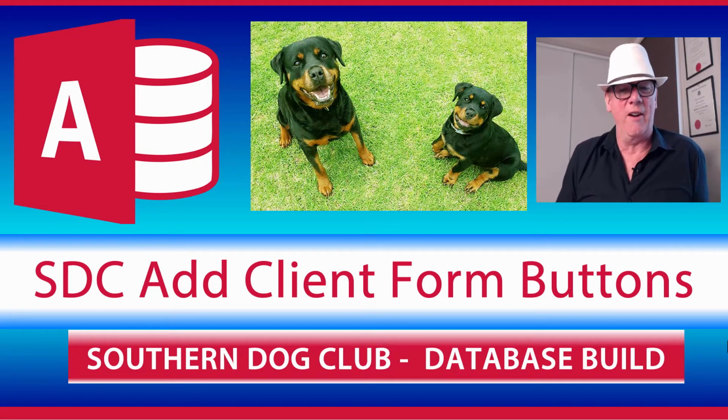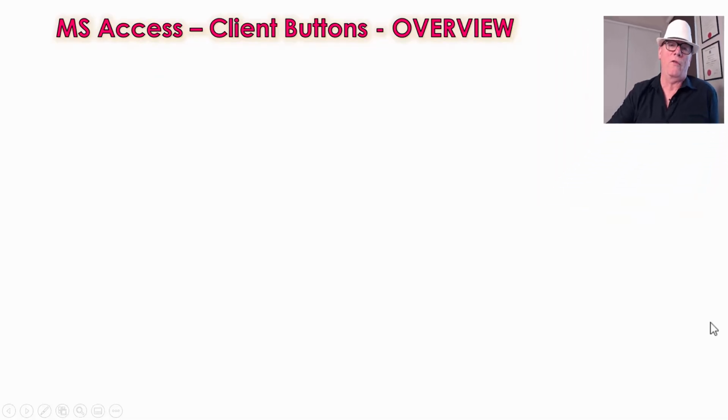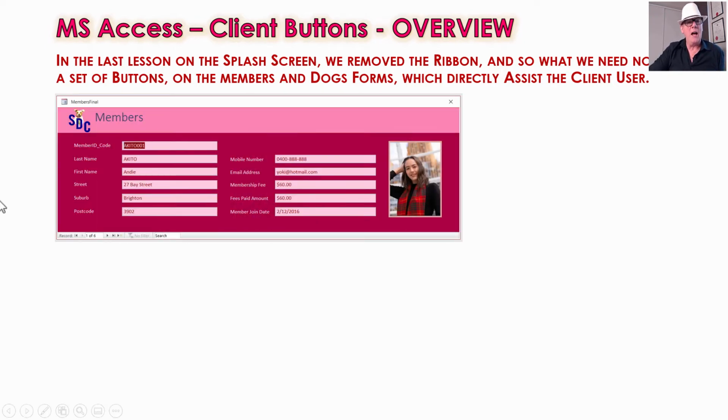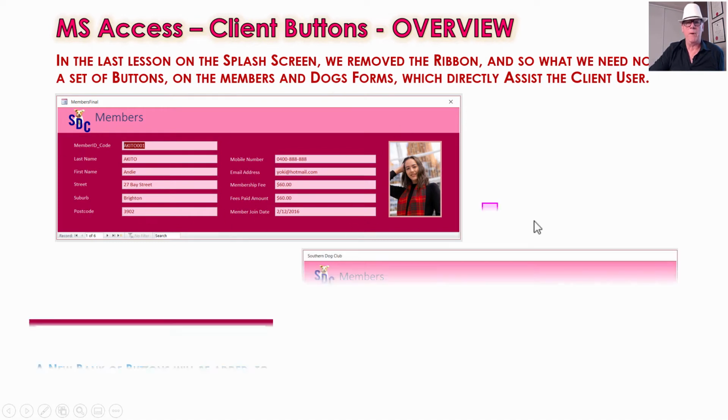We're trying to get a client ready. And in this lesson, we're going to be adding client form buttons. So this lesson's all about how you add your own custom buttons onto forms. In the last lesson, the splash screen, we took away the ribbon and cleaned up the interface quite a lot. And now what we need to do is on these forms, we're going to have some buttons.